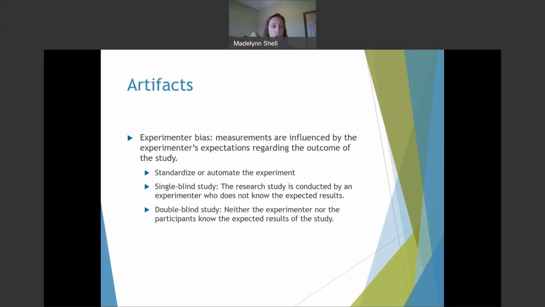This might be coded by someone higher up or coded by someone uninvolved in the study, not directly talking to the participants, so that the experimenter's expectations don't influence the findings. Also, in a double-blind study, the participants' expectations that it's going to work or not work don't influence their findings.